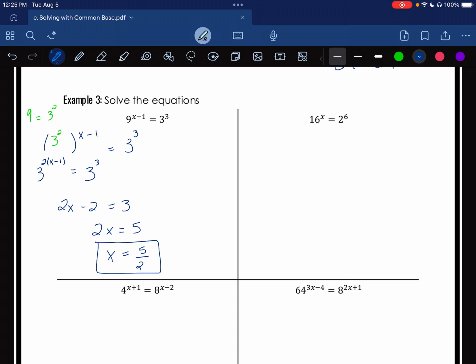All right, next, utilize the fact that 16 is the same thing as 2 to the 4th power. So again, instead of 16x, I'm going to have 2 to the 4th to the x is equal to 2 to the 6th. All right, well, power to a power, I'm going to multiply, so this will become 2 to the 4x is equal to 2 to the 6th, or 4x equals 6. Divide both sides by 4, I'll get x is 6 over 4, which simplifies to 3 halves.